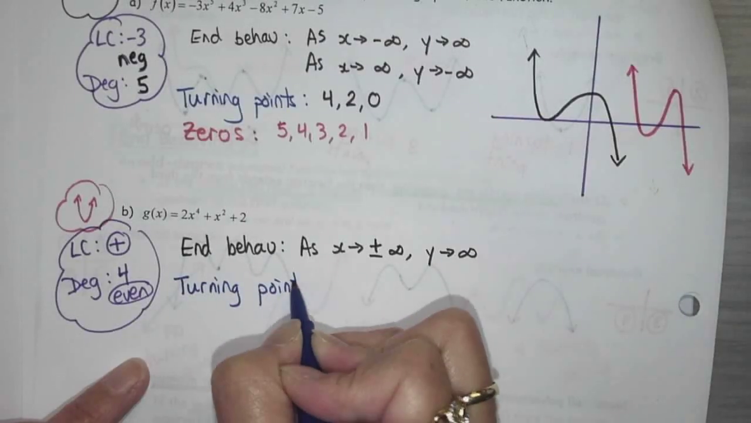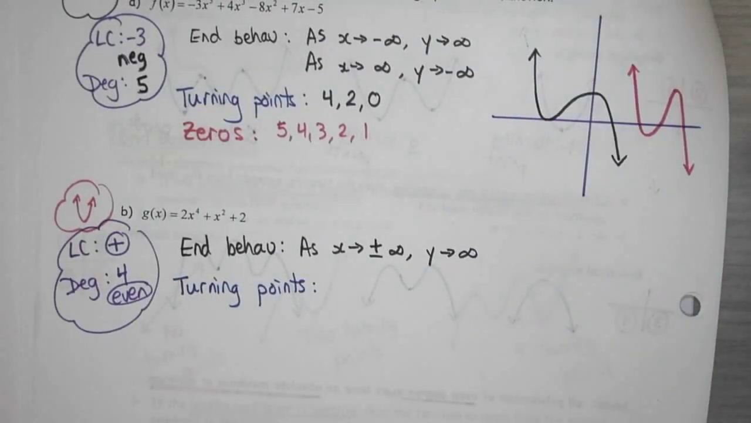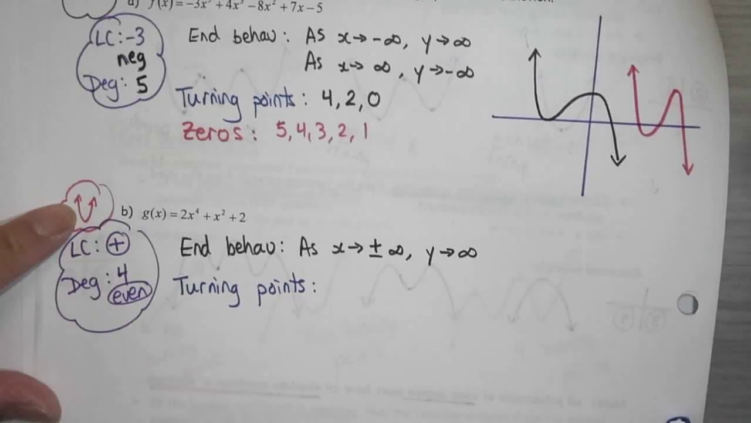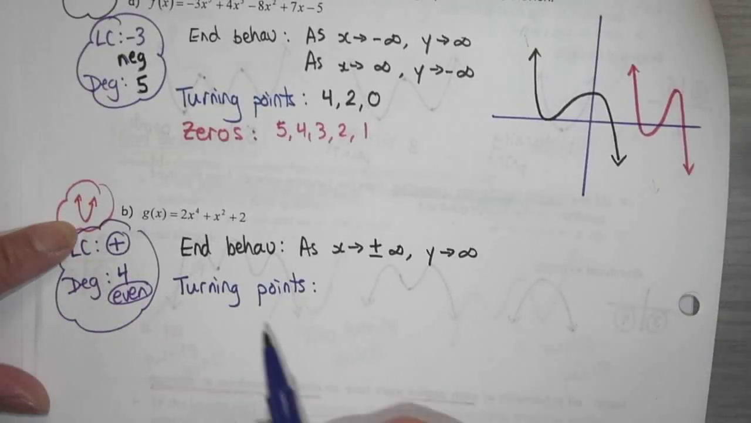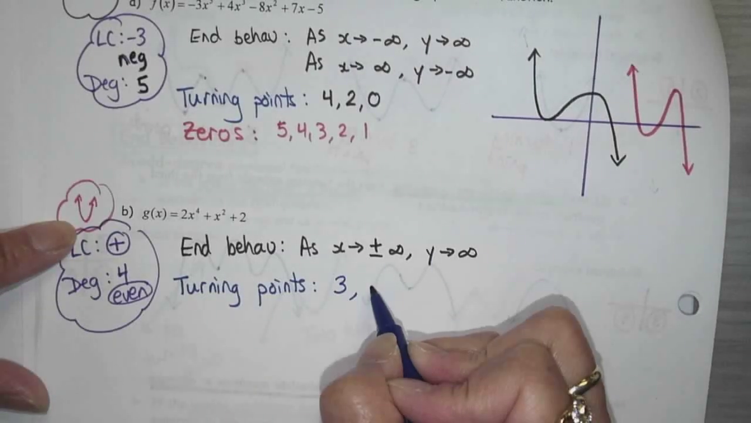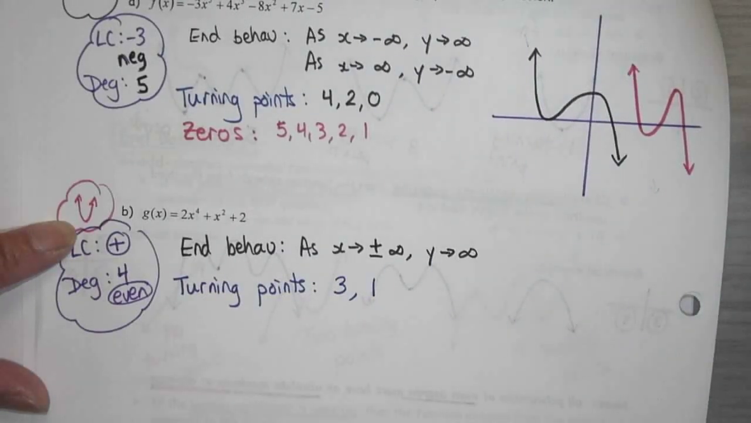Okay, and the turning points. How many turning points can it have? It'll be 1 less. So again, think of this: it has 1 turning point, and it's a degree of 2. It's 1 less. Remember, it has to be an odd number of turning points. So if it's a degree of 4, it would have 3 or 1 turning point. Can't have none, because it won't be facing the right way.